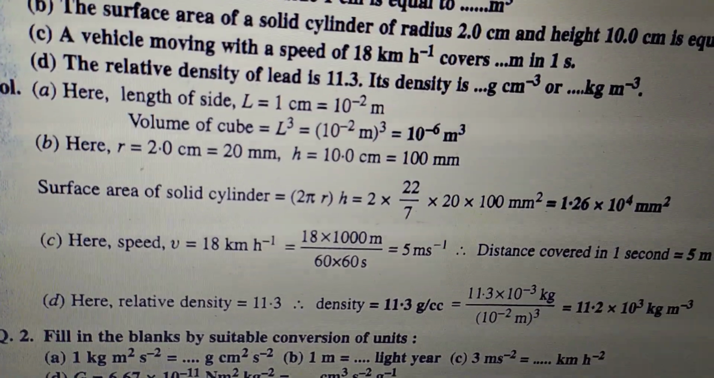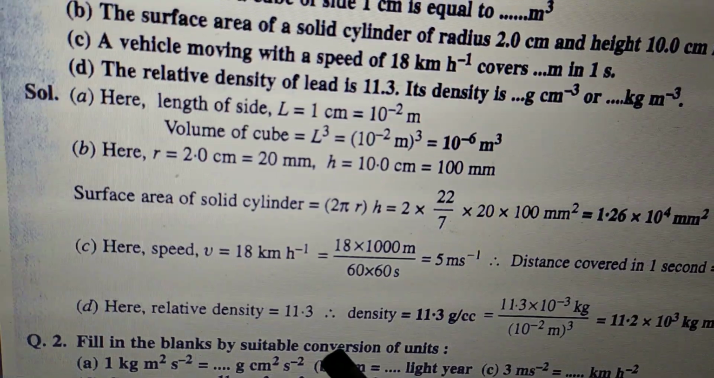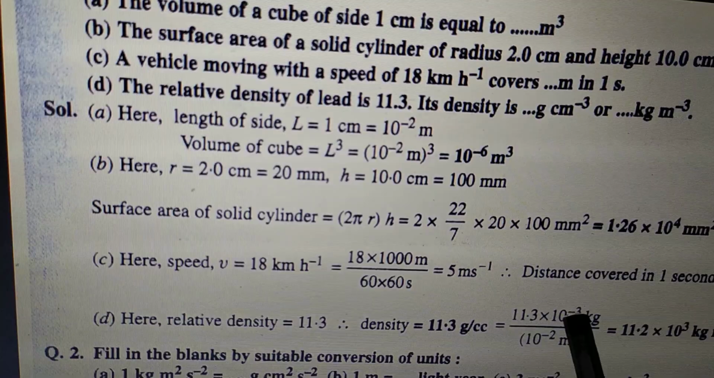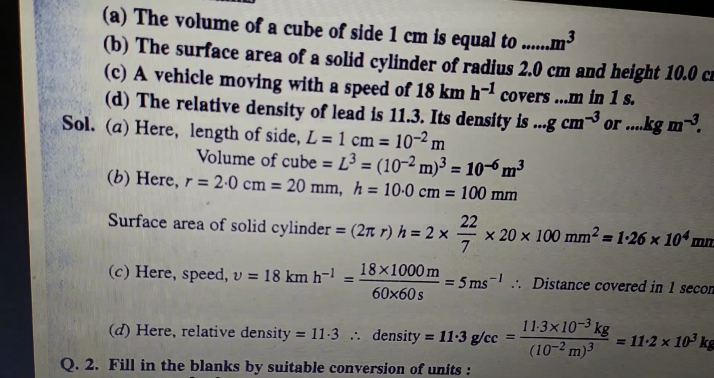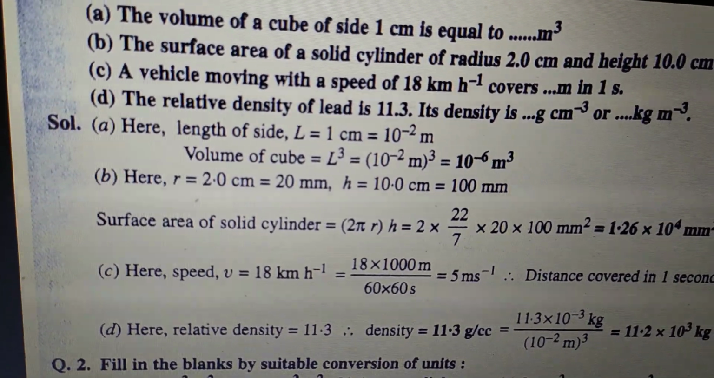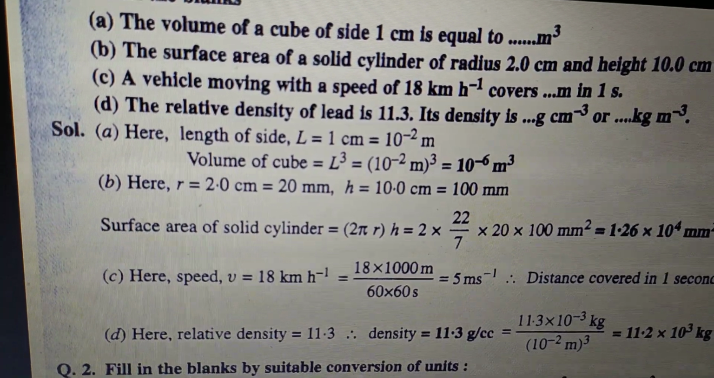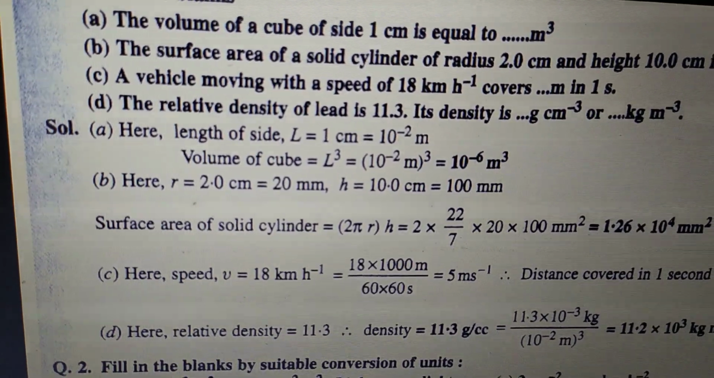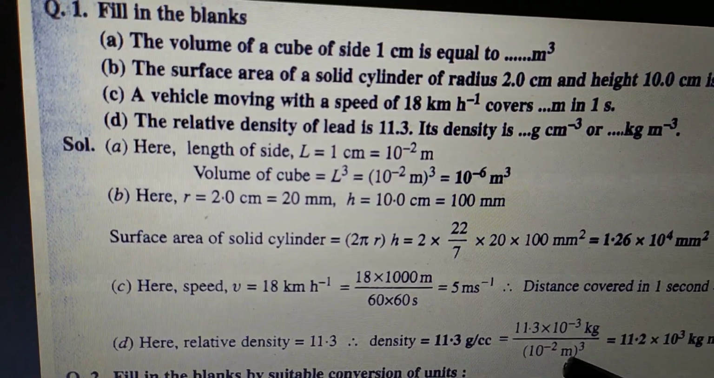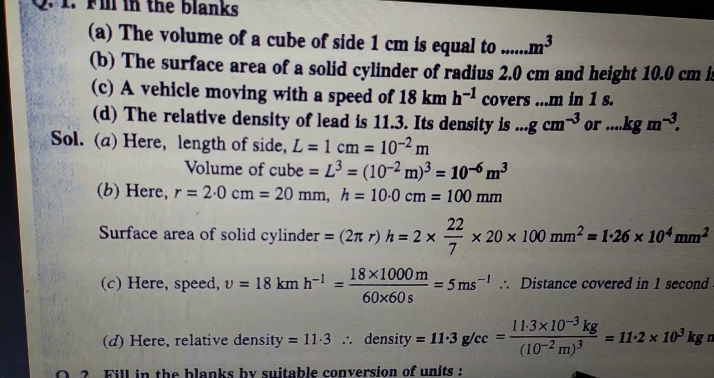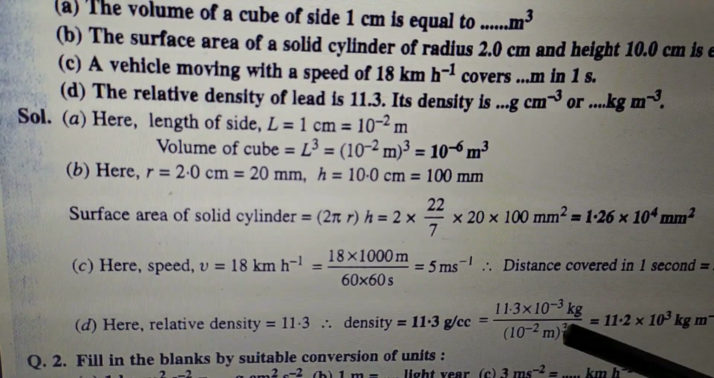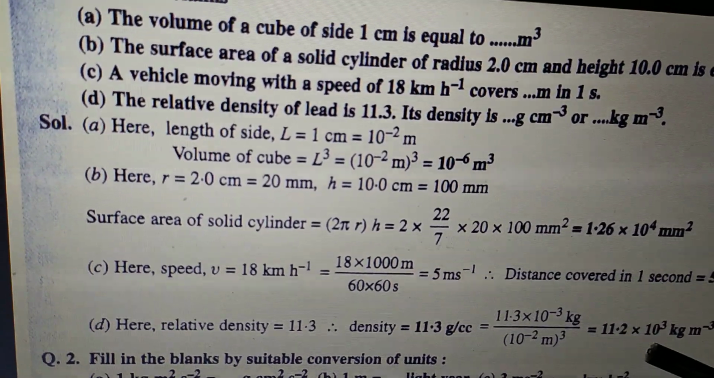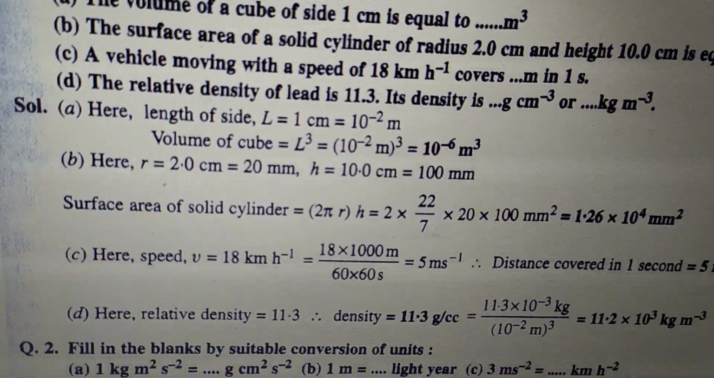So simply, we can convert grams into kg. We convert 1 gram into 10 to the power minus 3 kg. And in cubic centimeters, we can convert centimeters into meters, where 1 centimeter is equal to 10 to the power minus 2 meters. So by putting in 10 to the power minus 2 meter cube for the volume and solving this, we get the value of density, that is 11.2 into 10 to the power 3 kg per meter cube.